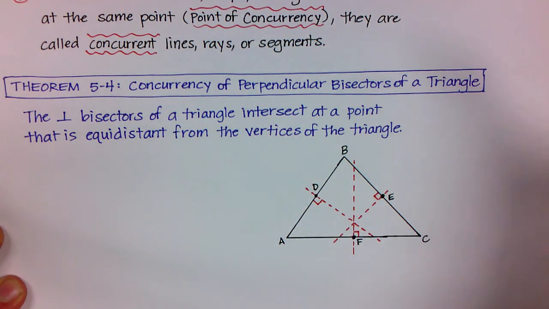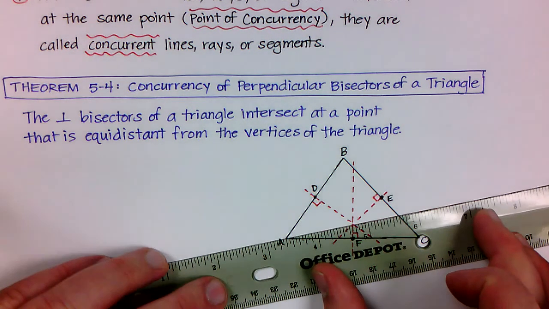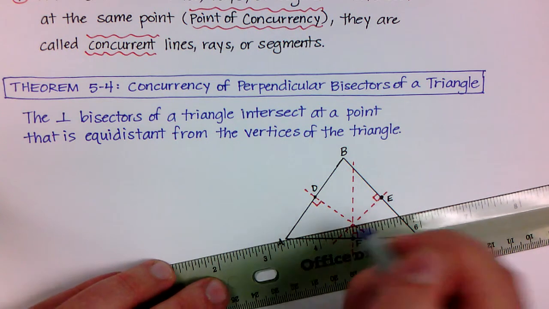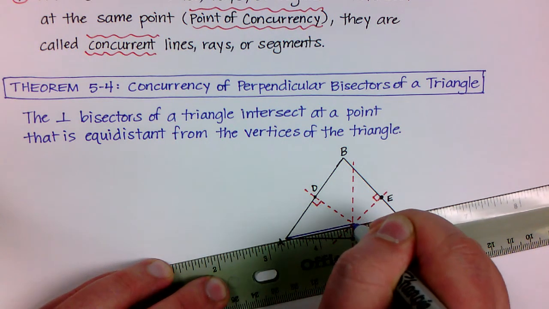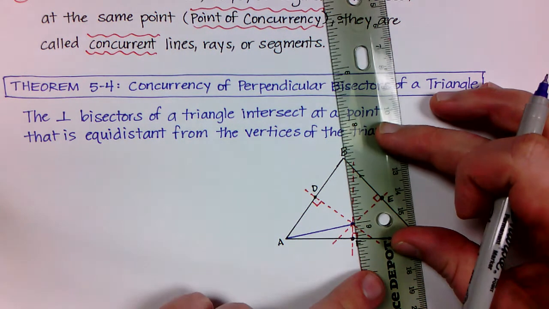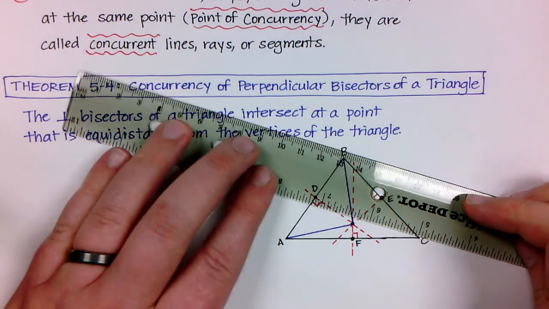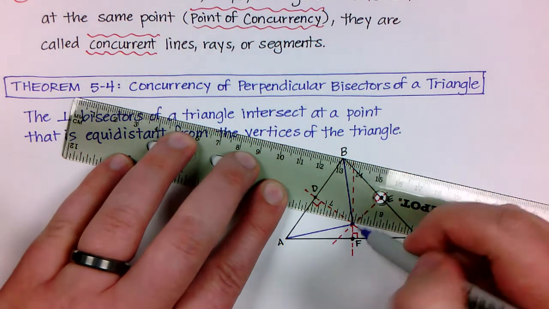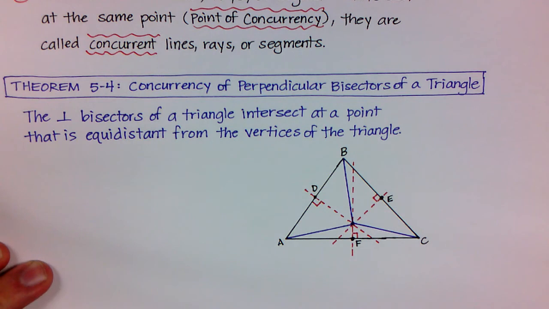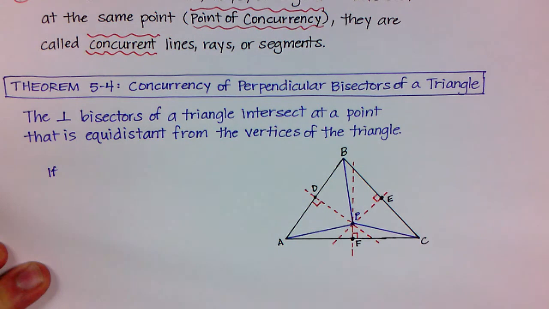So what this theorem is telling us now is that the distance from each vertex to that point of concurrency right in the middle, where all three of them are meeting, so this distance right here, and this distance from B to that point, and the distance from C to that point, should all be the exact same distance. So we're going to call this point P right here.